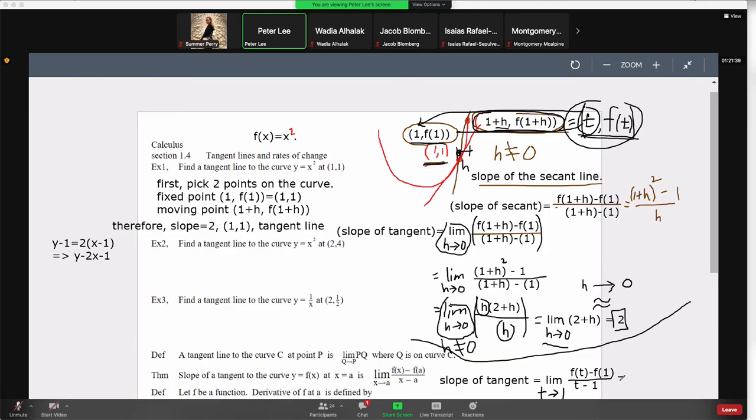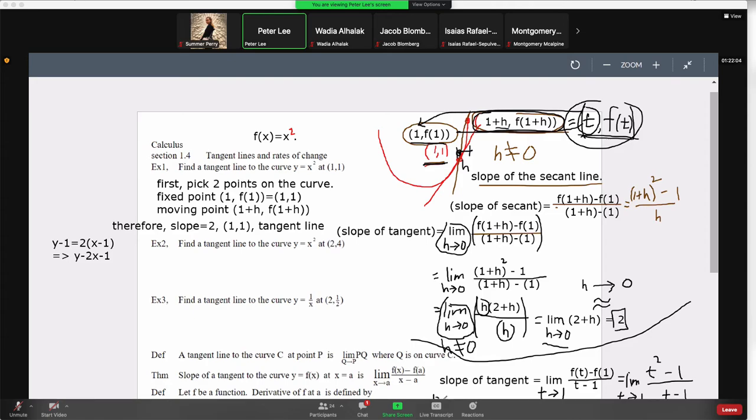So this is now equal to the limit as t is approaching 1. This is going to be t minus 1 in the denominator. And then what is f of t? f of t is t squared, and then minus f of 1. f of 1 is 1. We get this. Here, I'm running out of space, but let me just continue.